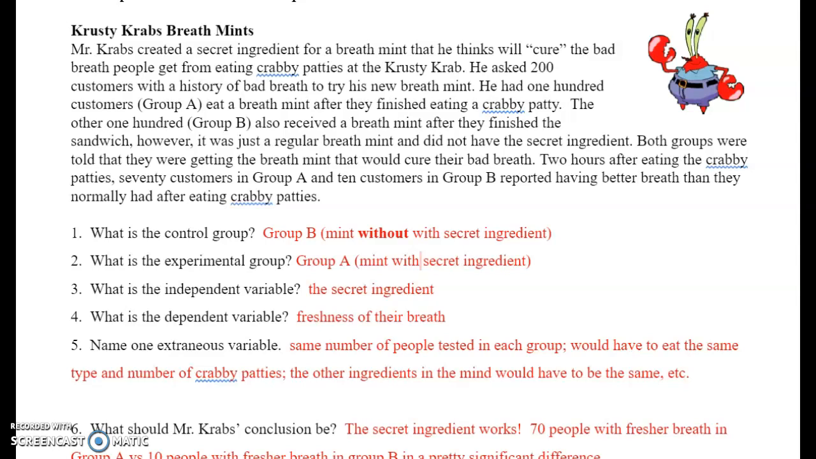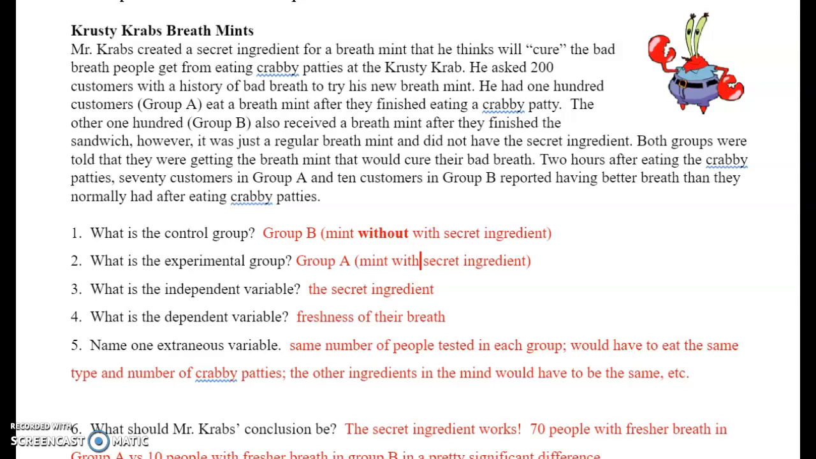So what's the control group? The group that you didn't do anything new to or you weren't testing anything new on, that was Group B because they got the mint without the secret ingredient. The experimental group would be Group A because they got the mint with the secret ingredient. The independent variable, which is changing between the two, what you're testing, that's the secret ingredient. The dependent variable, what you're measuring is the freshness of their breath.